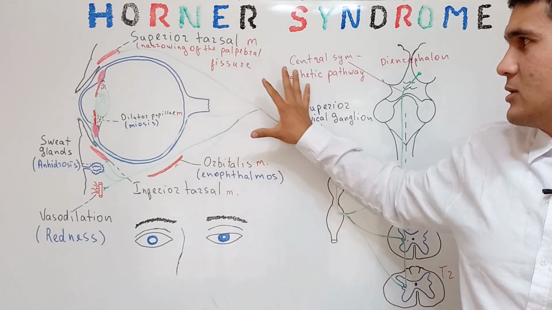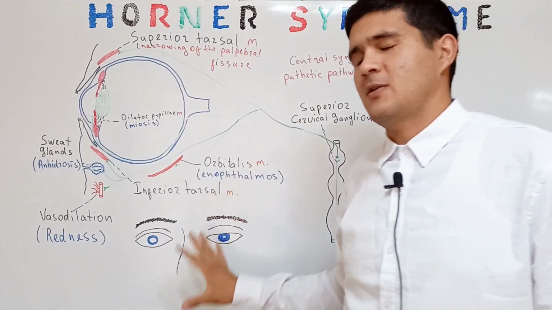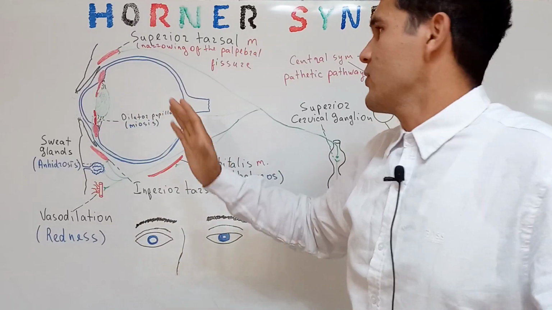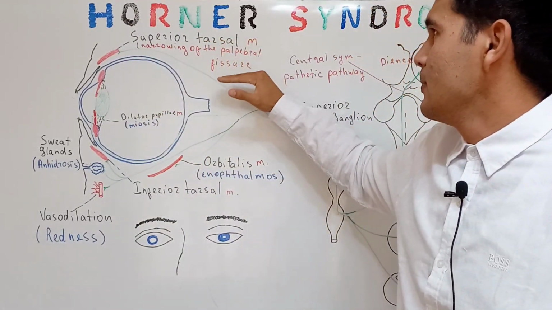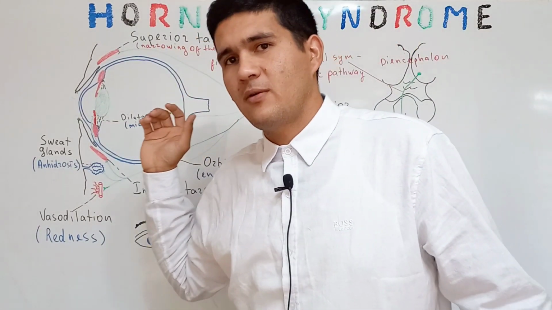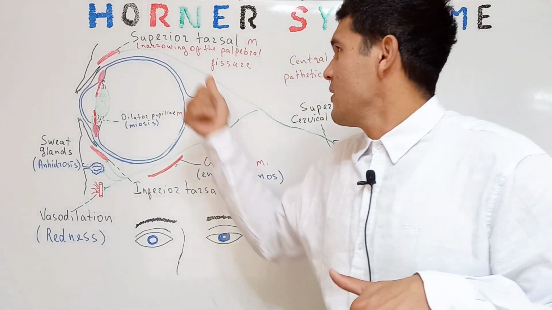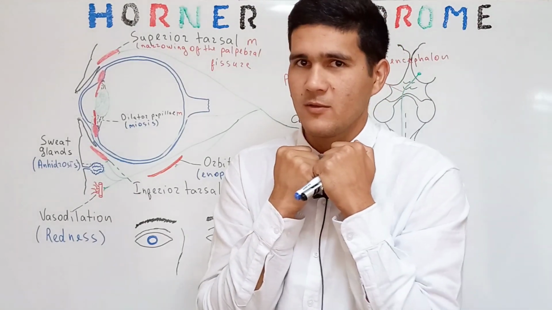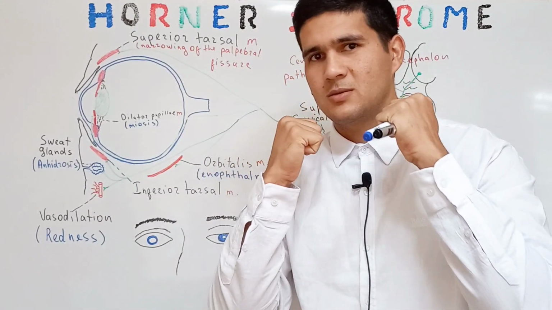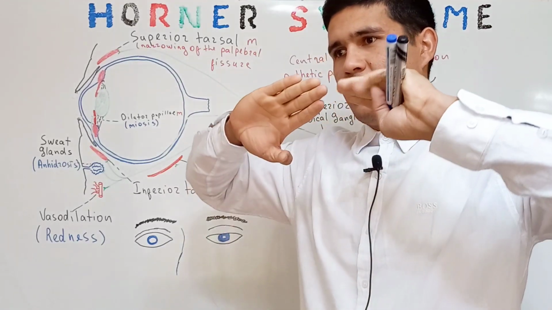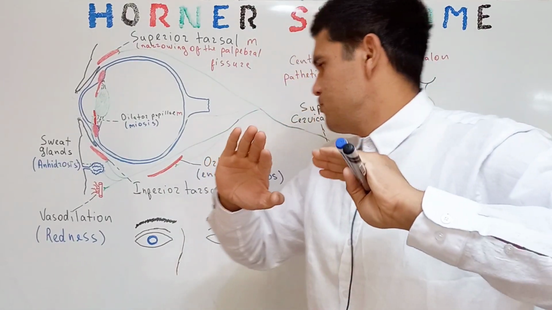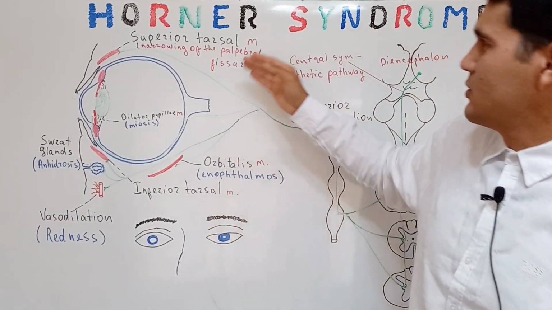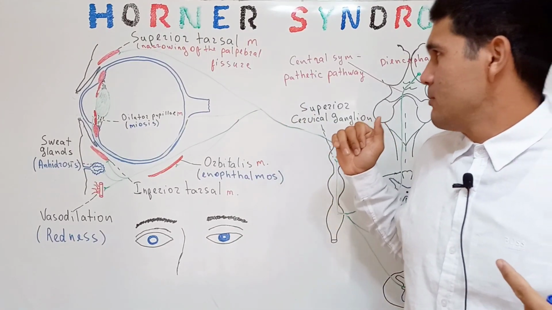And now I'm going to talk about the symptoms of Horner syndrome. First of all, look at that. The lack of innervation of the superior tarsal muscle can cause narrowing of the palpebral fissure. As I mentioned above, the main function of the superior tarsal muscle is holding the eyelid open. Without activation of this muscle, the eyelid may take this appearance, which causes the narrowing of the palpebral fissure.